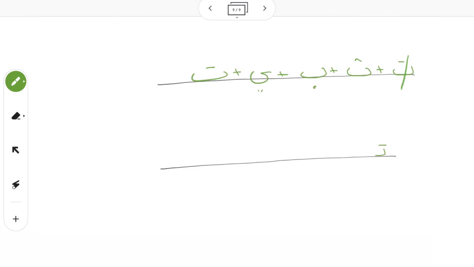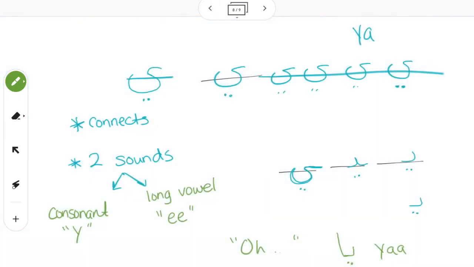Ta, initial position. Tha, medial position. Ba is also medial. Ya is medial. It's on both sides. It's connected. So remember, what does it look like?